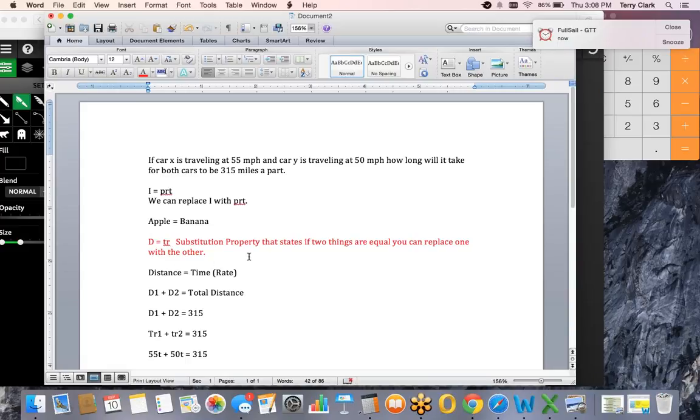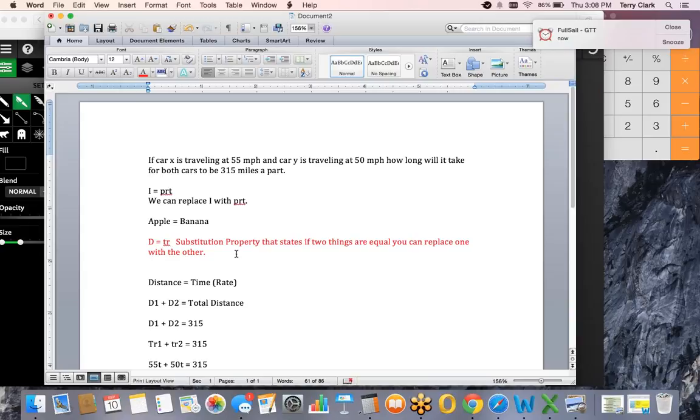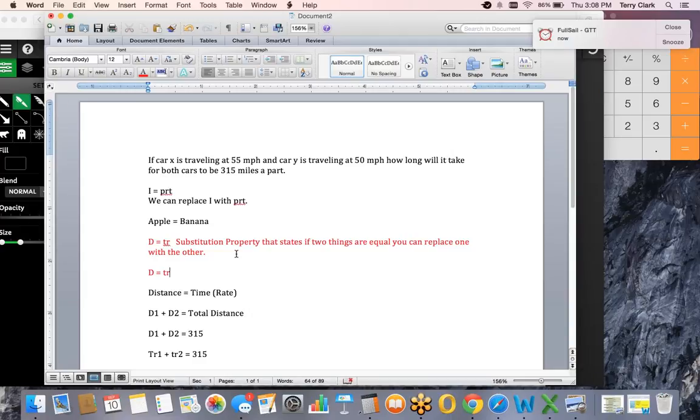Now I want to do one more thing with the D equals TR. That formula can be manipulated. You can change stuff around. Like you can divide both sides by R and come up with D over R equals T. If you divide R from the right side and R from the left side, you end up with D over R equals T.